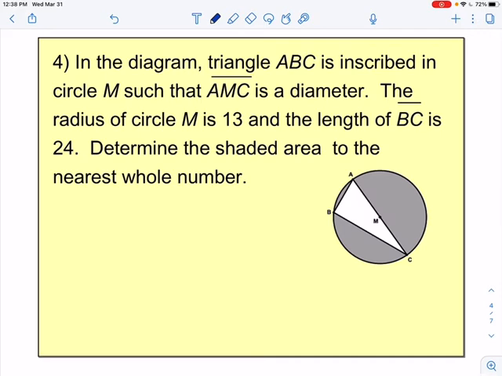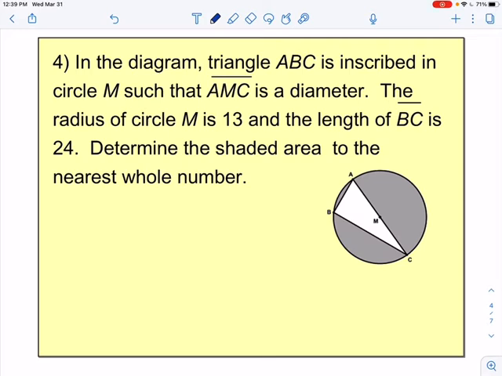Okay, so here we have a shaded region question. Just like in the last section, for a shaded region, you're going to take the area of your larger figure and subtract out the area of your smaller figure. It says in the diagram, triangle ABC is inscribed in circle M such that AMC is a diameter. The radius of the circle M is 13 and the length of BC is 24. And we want to determine the area of the shaded region to the nearest whole number.